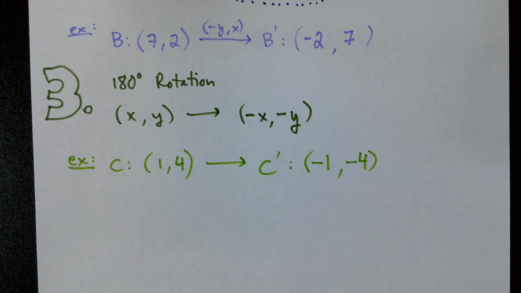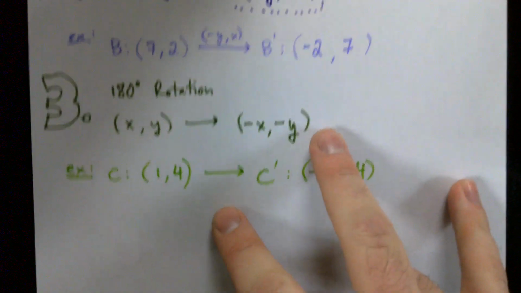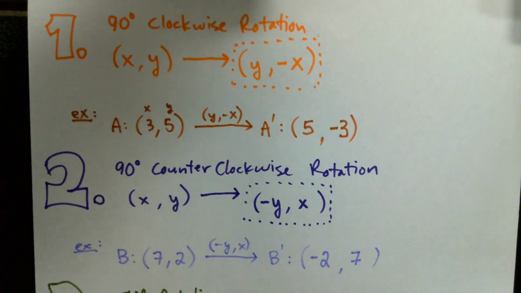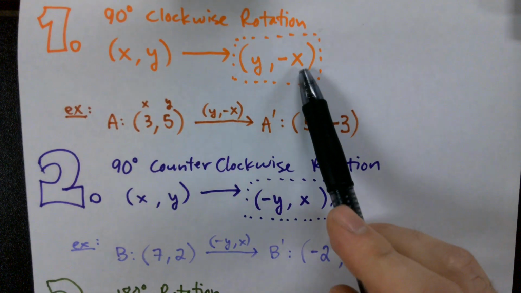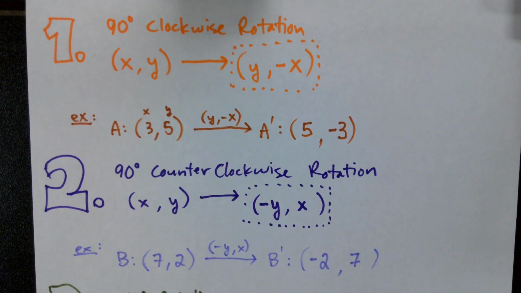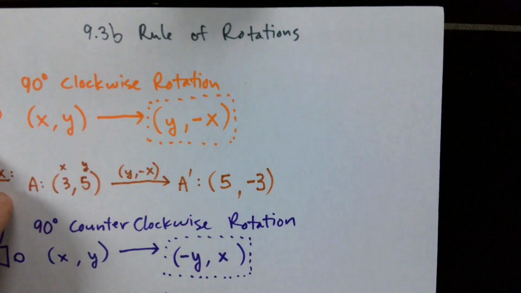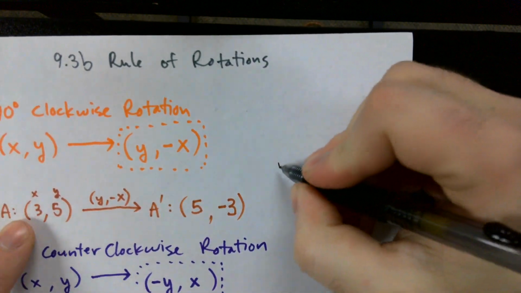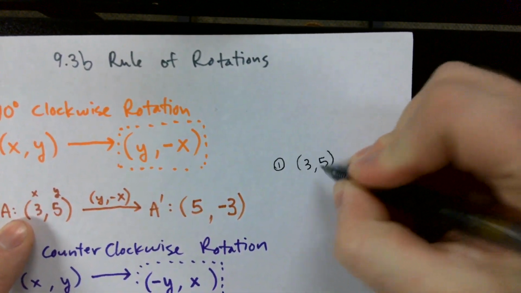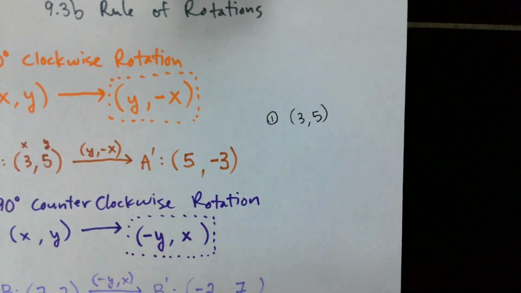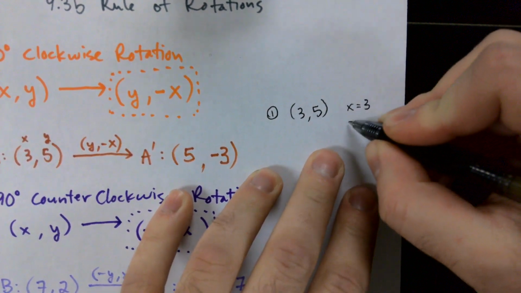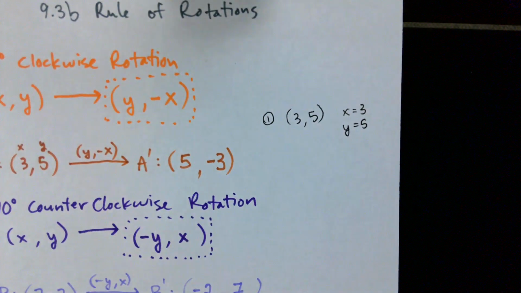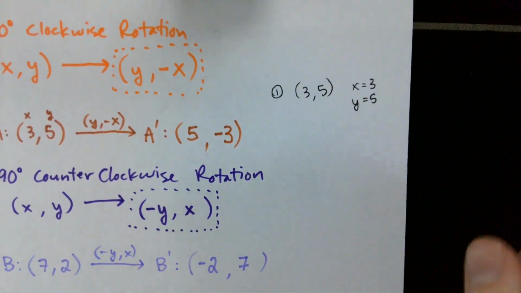Yes, Victor. For number 1, how'd you get 5, negative 3 if it's supposed to be negative? Good. So, yeah, that's a great question. So maybe I'm taking this a little too fast. Let me break this down a little bit because there's kind of two steps here, right? Step one, if we start with 3 comma 5, you could write this off to the side or not. It's up to you, right? 3 is our x, 5 is our y. Okay, that's how we start.